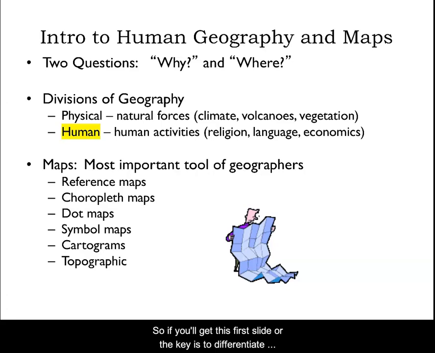So if you look at this first slide, really the key is to differentiate between what is human geography and physical geography. Now, human geography is highlighted there, and you can see that has to do with human activities. So we're going to examine what are the things that humans do to the Earth itself, whereas last year, if you took physical geography, you were looking at what's already located on the Earth. One of the main tools that we use in geography is maps, and so the next series of slides are going to cover the maps that you see listed on this slide below.